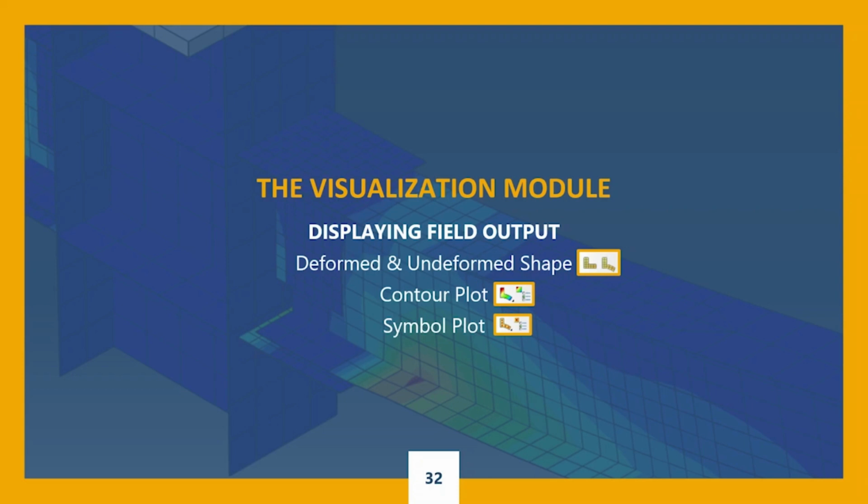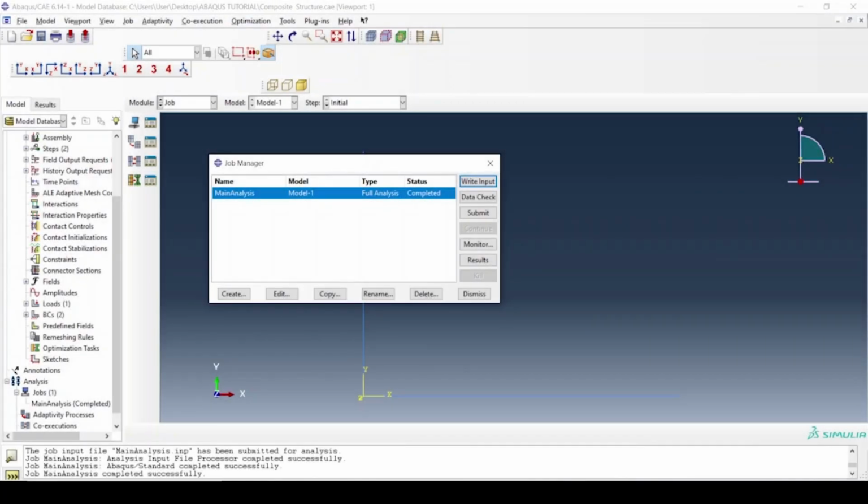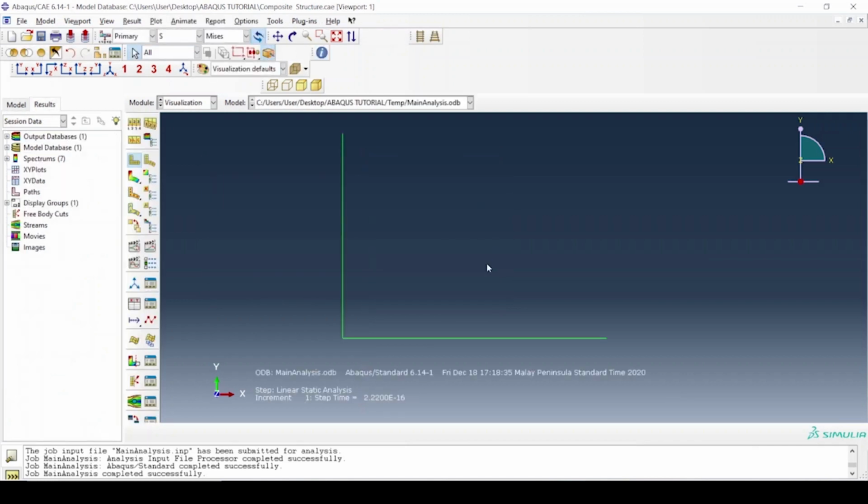To view the analysis output, the visualization module is used. In this example, we'll cover the field output using the contour plot and symbol plot. In ABAQUS, to view the analysis output, click Results. It will redirect you to the visualization module. The viewport will display the undeformed shape of the model. To display the deformed shape, click this icon.